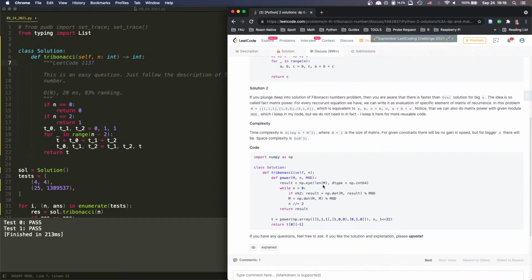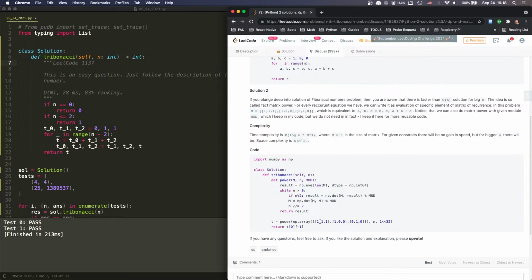And then simply do power, and the top row, first one. Given modulo. Oh, it's modular.